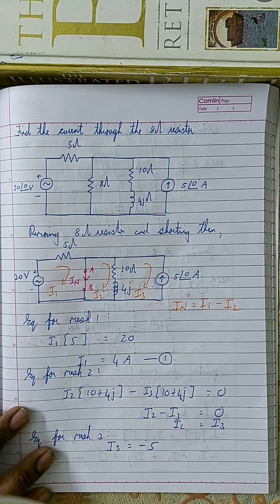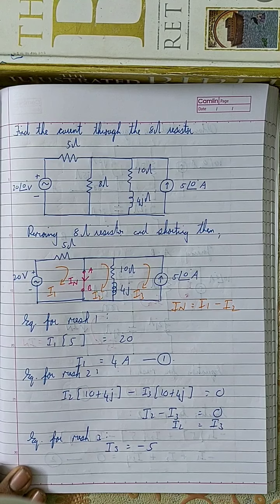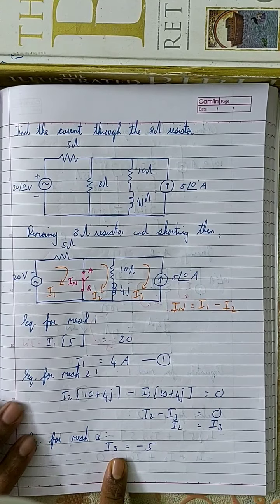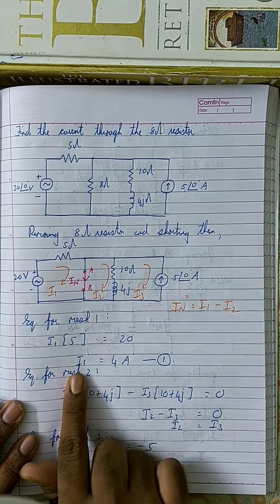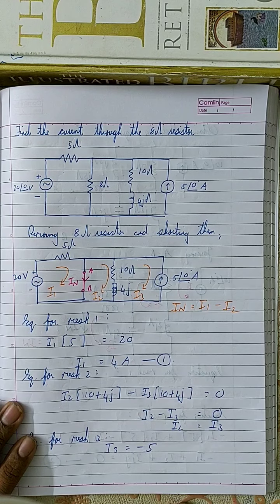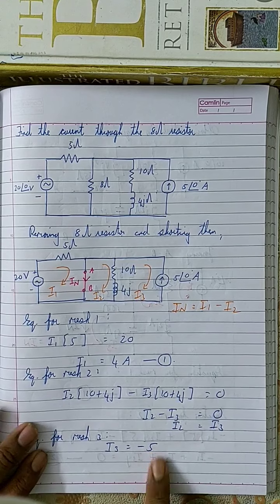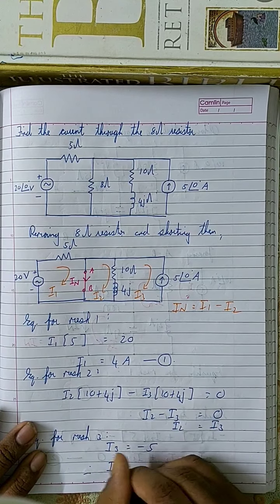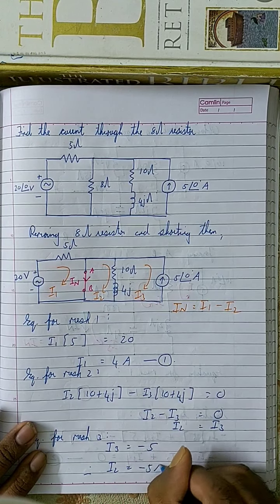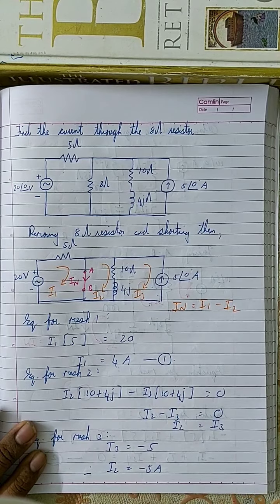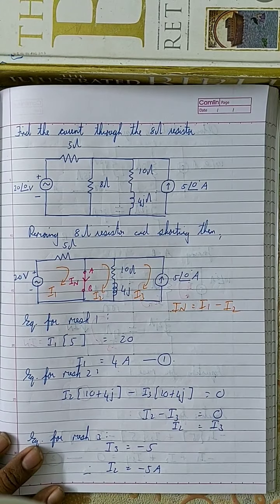This is the equation for I3. Your job is to find the value of I1 and I2. I1 I already found, it is 4 amperes. I need to find the value of I2, but I2 is equal to I3 and I3 is equal to minus 5 amperes. Therefore I2 is equal to minus 5 amperes. This is the value of I2.